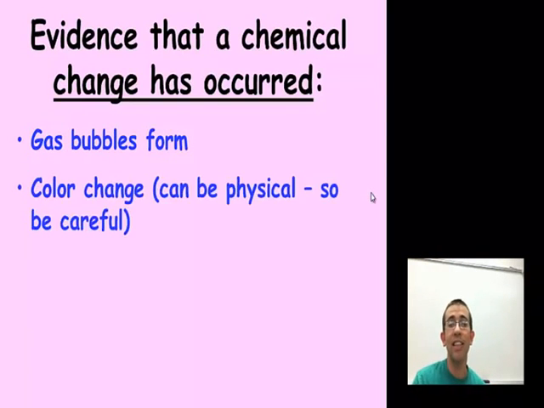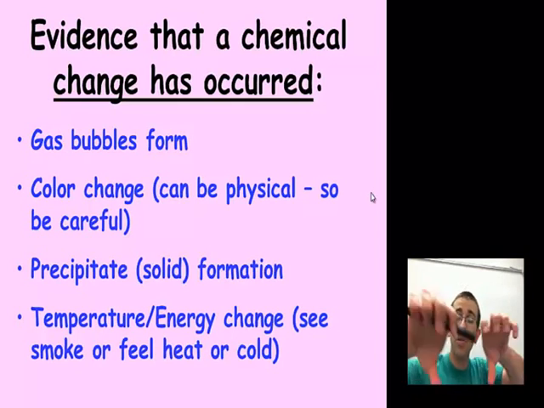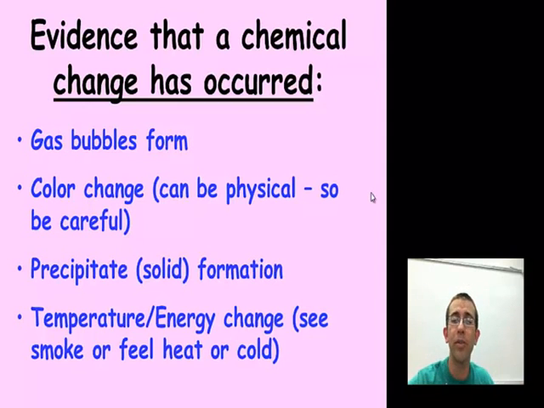Alright, evidence that a chemical change has occurred. So let's say you're doing something in lab and you're like, man, I wonder if this is a chemical change or not. Well, some things happen, such as gas bubbles can form. Let's say you put two liquids together and all of a sudden you see a whole bunch of bubbles forming. Probably a chemical change going on.